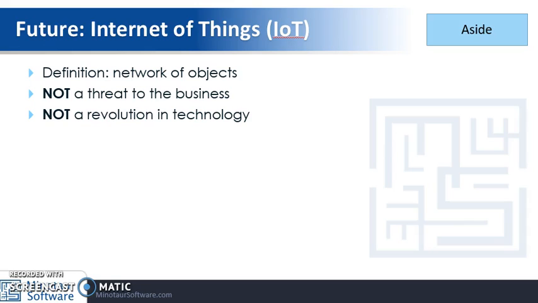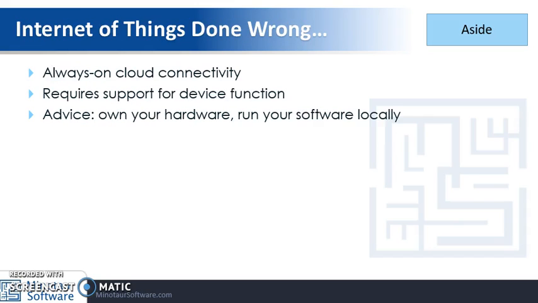Networking your plant floor equipment with on-site servers can have benefits that I will discuss, as can running your system in a virtual environment. It really comes down to how you do it. So what we think Internet of Things done wrong looks like is that it requires always-on cloud connectivity. It requires support from the vendor for the device to function, so if the vendor ever discontinues support, then you no longer have the ability to use the device. So our advice would be own your hardware and run your software locally.